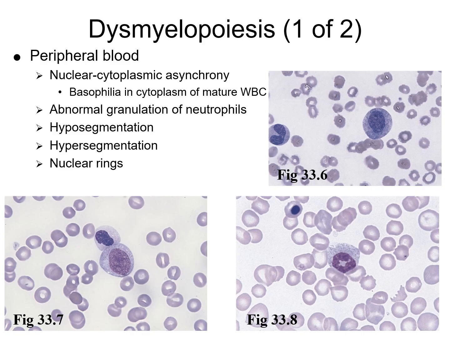We may also see the opposite of that, where we have hypersegmentation, so neutrophils with more than 5 nuclear lobes, and this is typically associated with vitamin B12 and folate deficiency, but can also be seen in dysmyelopoiesis. Nuclear rings we may see as well. These are abnormal nuclear morphology where the chromatin forms ring-like structures within the granulocytes.